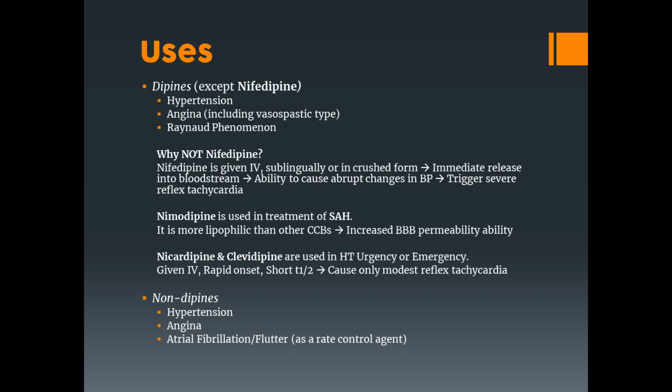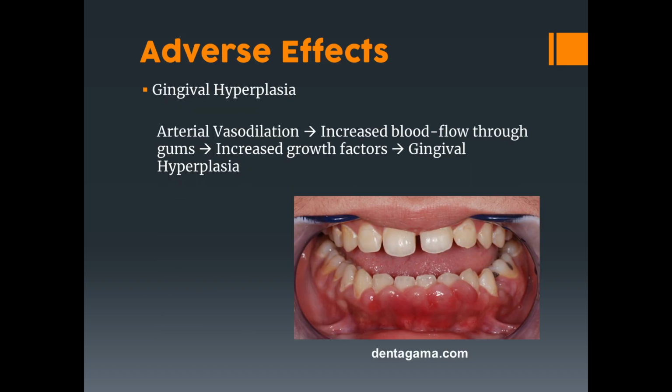Non-dipines, the cardioselective CCBs, are also used in hypertension and angina, and they are also used in atrial fibrillation or flutter, and that stems from the fact that CCBs do not only act on cardiovascular smooth muscle, but they also act on the cardiac conduction system of the heart, and that is why they are used as a rate control agent in atrial fibrillation or atrial flutter. Now we are going to focus on the adverse effects.